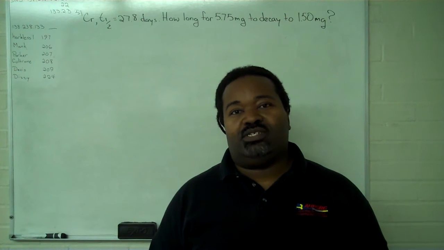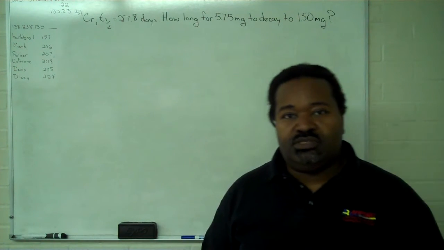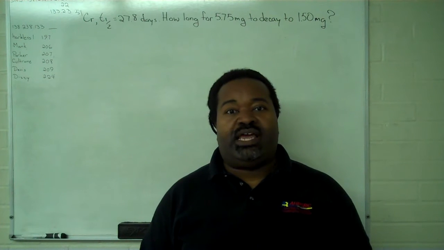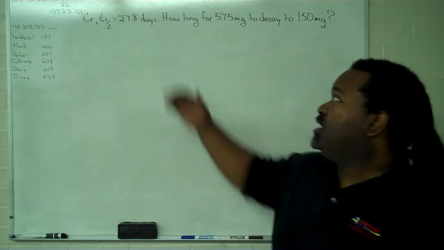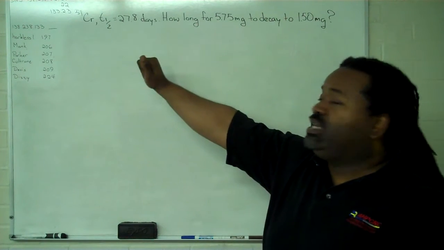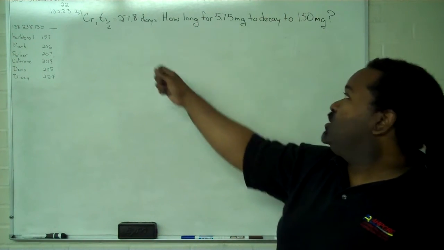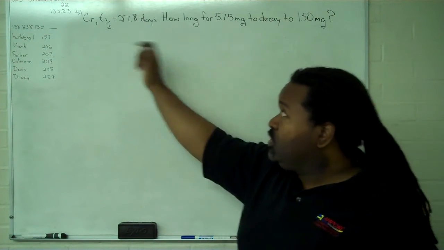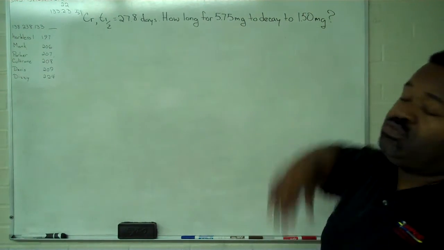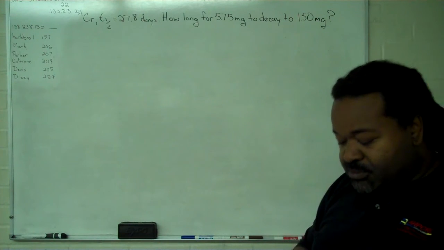This instructional video is designed to show you how to use information we know about half-lives to understand nuclear decay processes. In this case we have chromium-51 and its half-life, and we want to know how long it will take for 5.75 milligrams of chromium-51 to decay to 1.50 milligrams.